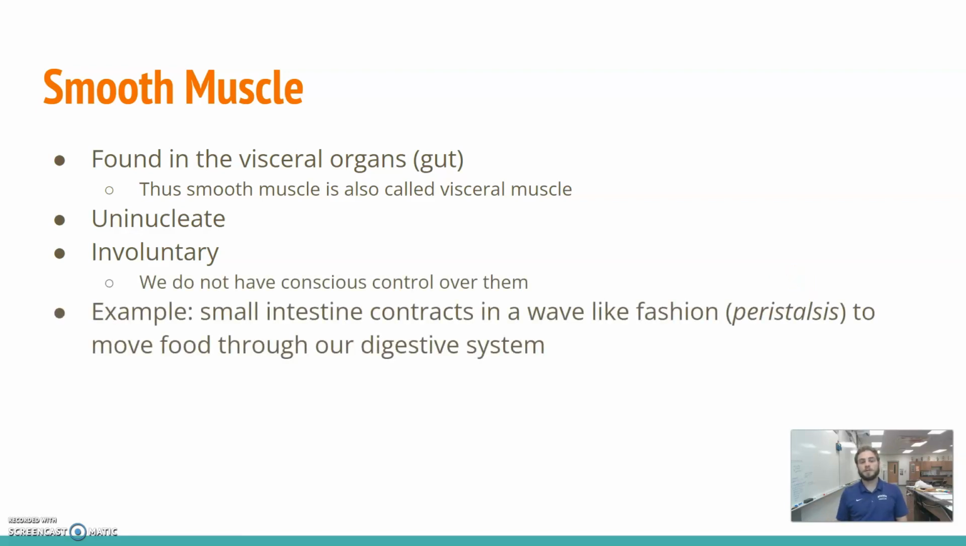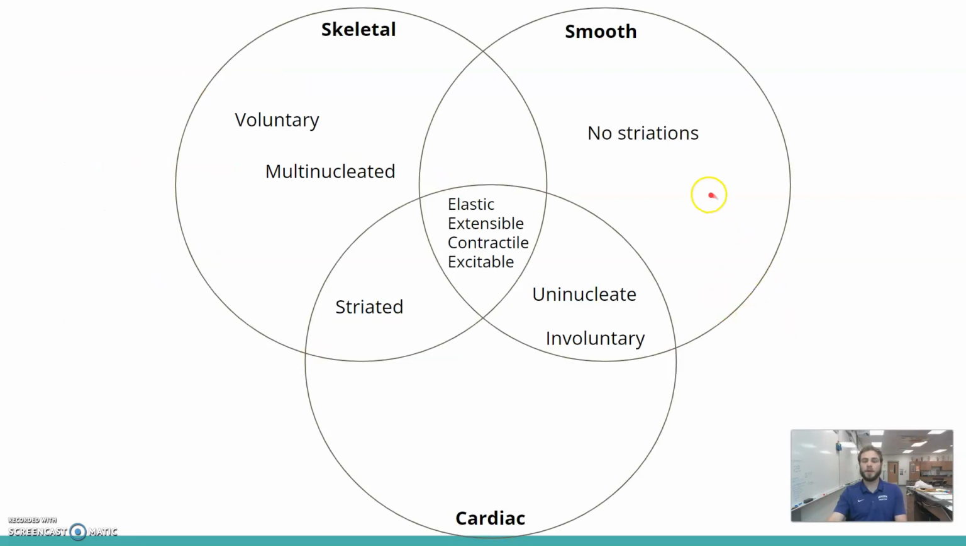One example of smooth muscle and its involuntary control is in our small intestine. It will contract in a wave-like fashion, and we'll actually see it pinch in one part, and then that pinched part will carry itself through the rest of the small intestine. It moves in a wave like that, and that's called peristalsis. That's the smooth muscle contracting on its own. We do not have to think about it. So here we can see smooth muscle is the only type of muscle that is not striated, though it does share its uninucleate and involuntary characteristics with cardiac muscle.